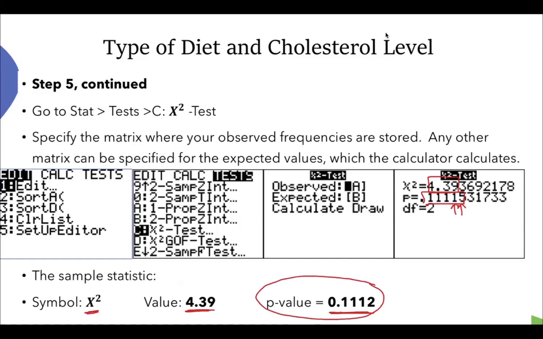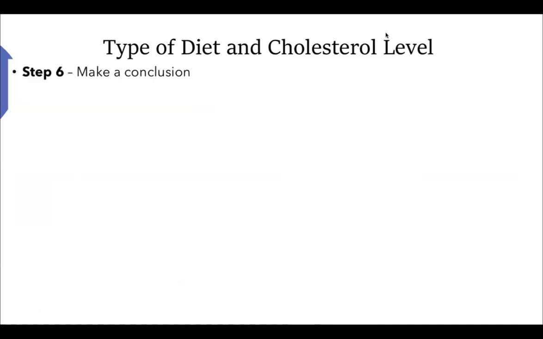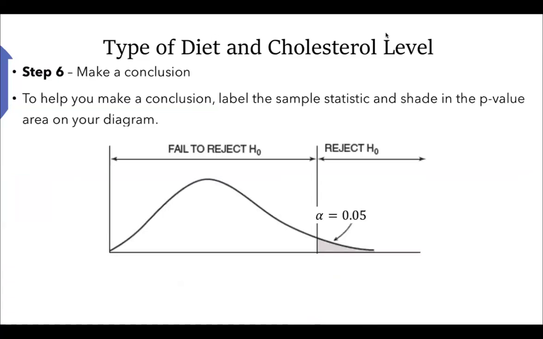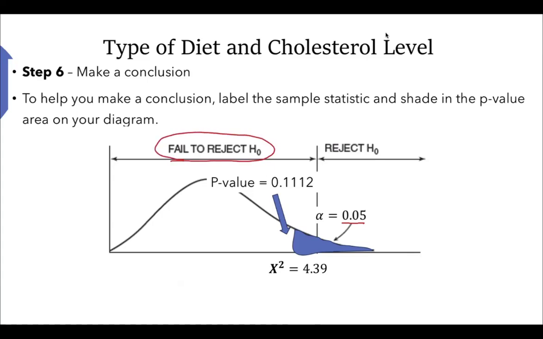So let's do a comparison between the p-value and the level of significance. So going back to a picture, we have a level of significance of 5%, but the p-value is over 11%. So we are going to then fail to reject the null hypothesis. So in a chi-square test, failing to reject the null hypothesis is like accepting that they are independent, but rejecting the null hypothesis is saying that they are dependent.